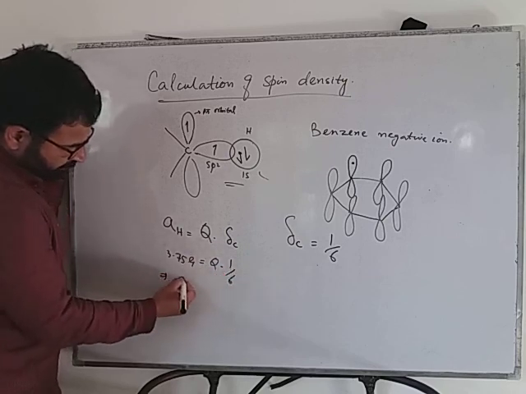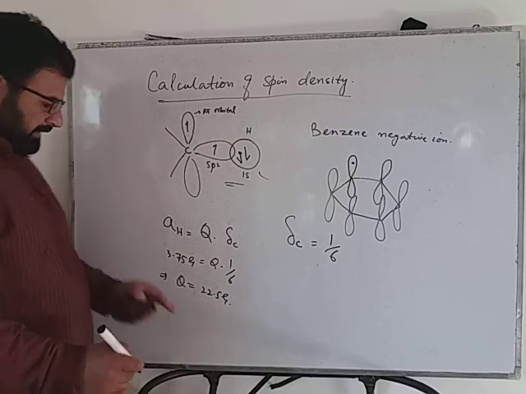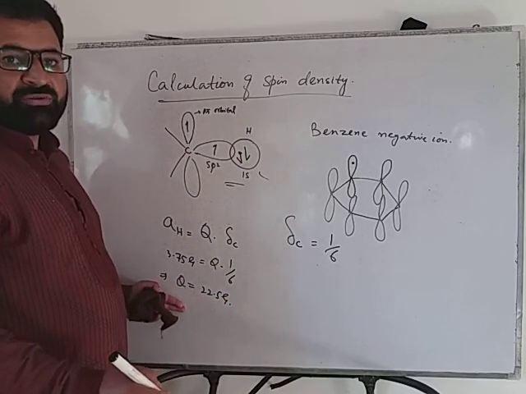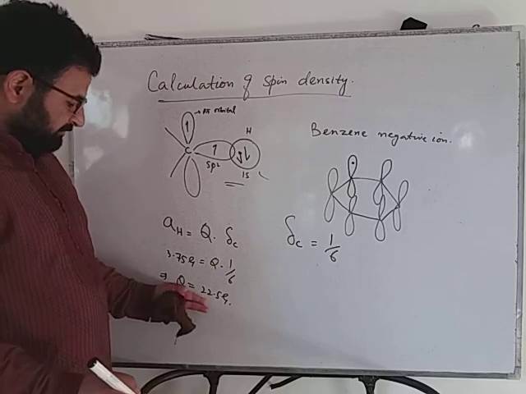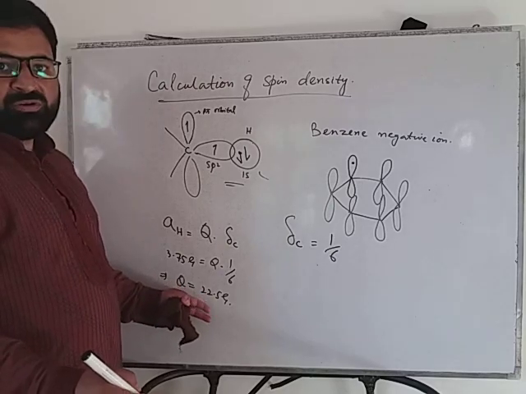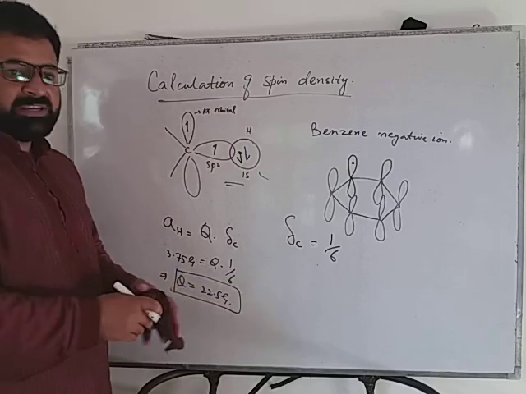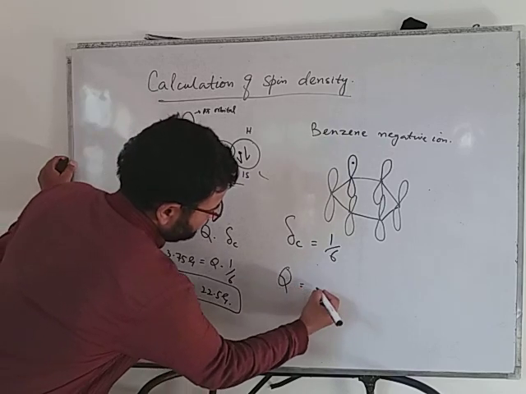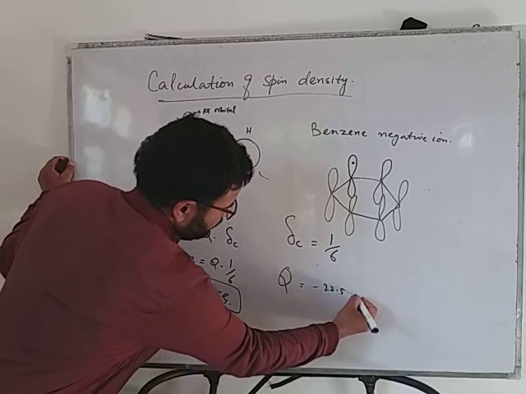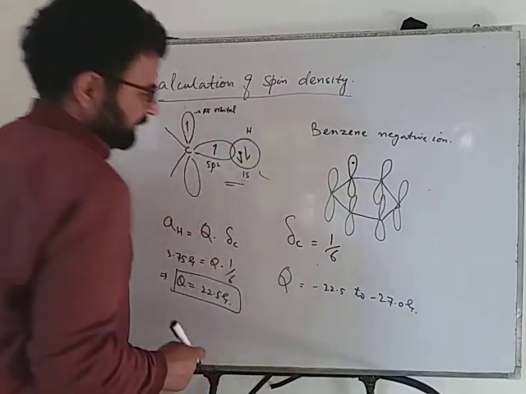It implies Q is equal to 22.5 Gauss. Since Q is negative, this value will also be negative, but here we are writing the magnitude as positive. Okay, so actually the value of Q varies from -22.5 to -27 Gauss.